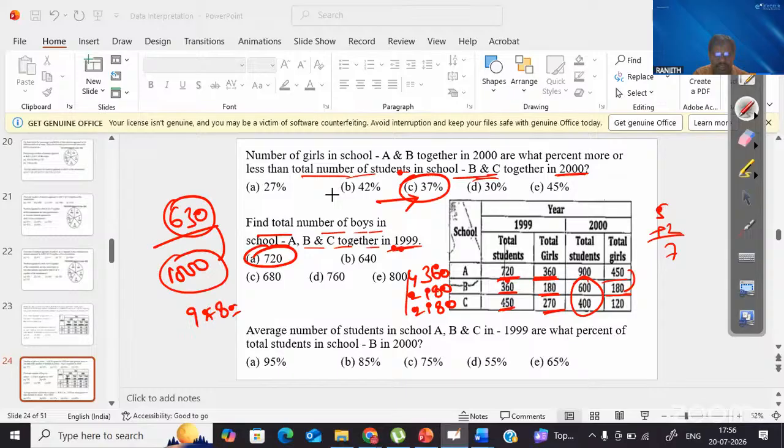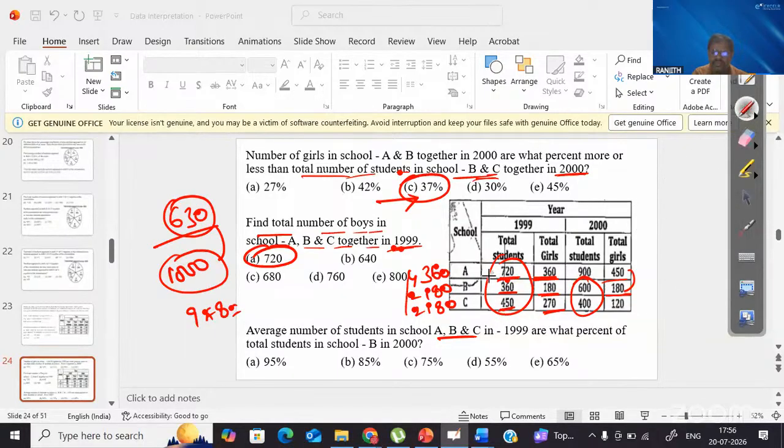Next, the average number of students ABC in 1999 are what percent of total students in school B in 2000? Average number of students from ABC in 1999. So just now, okay, we need to add all the values.